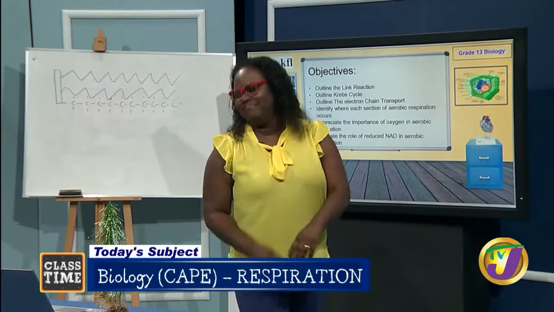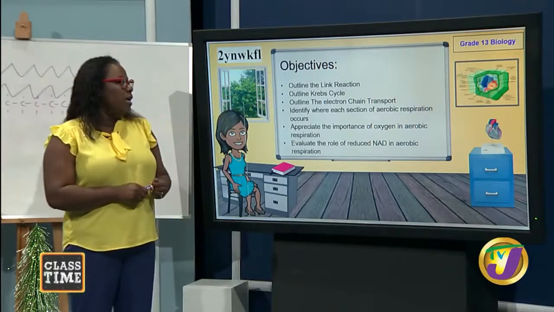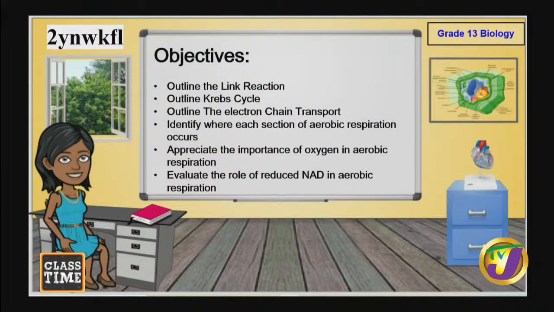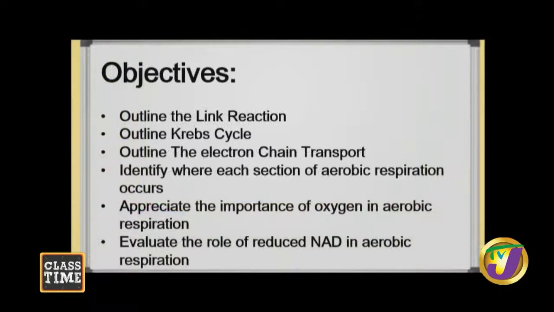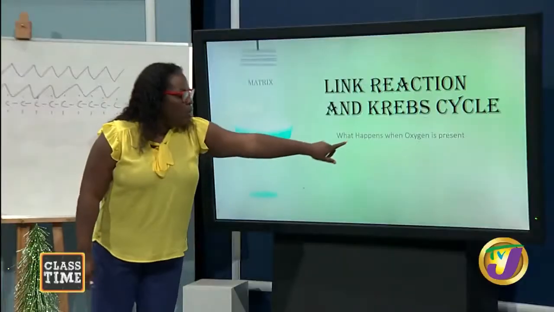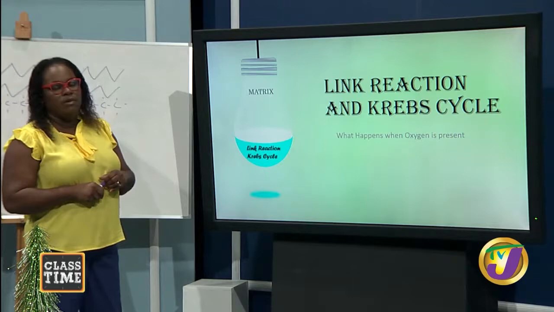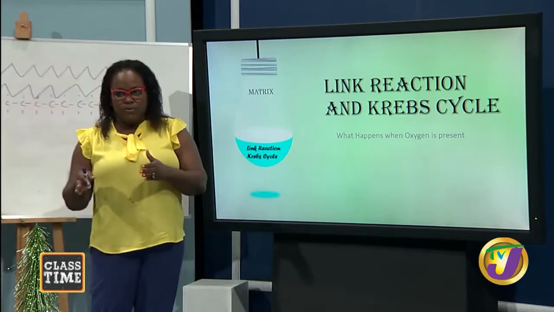Let's get into it. Today, we'll be looking at the different parts of aerobic respiration, which are the link reaction, Krebs cycle, the electron transport chain, and then we will talk about some important factors that deal with aerobic respiration as we go into it. So let's begin. Please remember that the link reaction and Krebs cycle occur only when oxygen is present. And so we are going to start with the link reaction since it happens before.